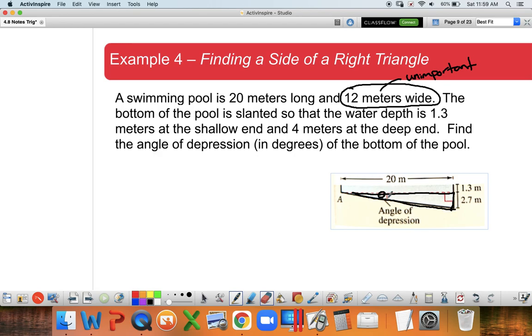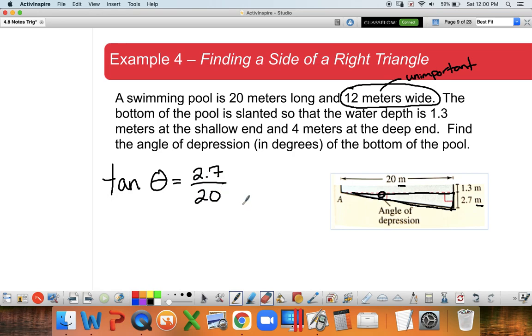I want to figure out the angle. I have the adjacent side is 20, and my opposite side is 2.7. And notice both of them are in the same unit, so I'm doing okay there. So I'm going to go ahead and use tangent. The tangent of theta is equal to my opposite side over my adjacent side.